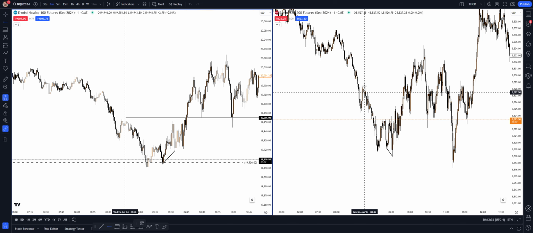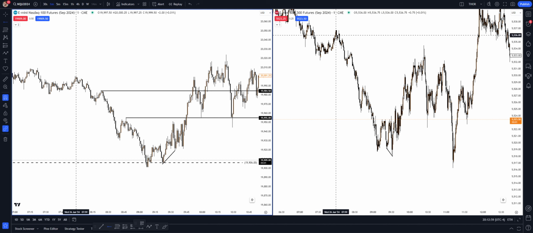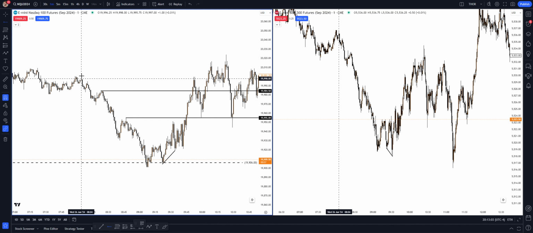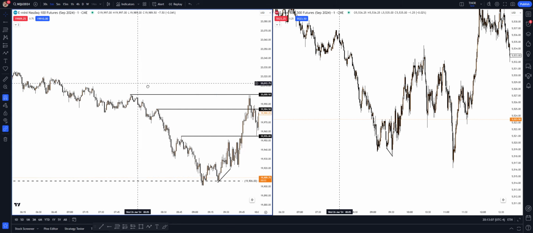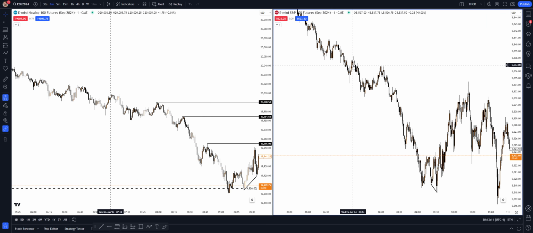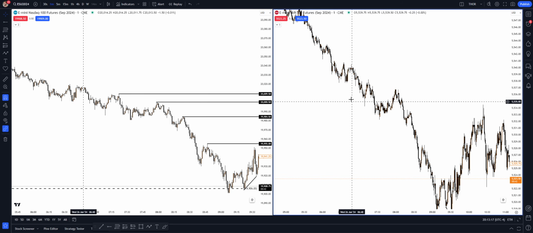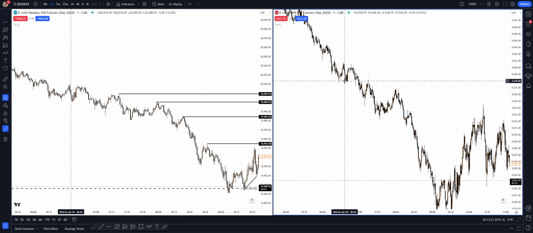Then here, I took that one. Here, another SMT divergence at these highs. Here, equal highs again, another divergence here. I think it's this one, yeah. And then all the way up here, I think there is one more, yeah, right there, this one right here, another divergence. So these are potential targets basically. That's how you do pre-market analysis.